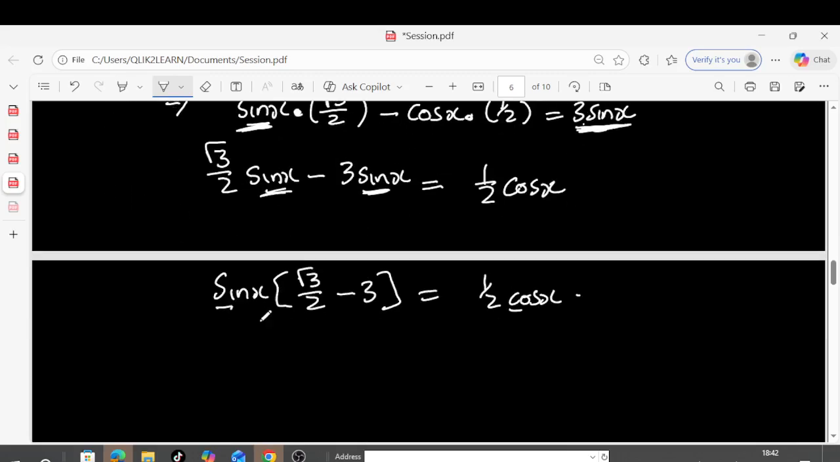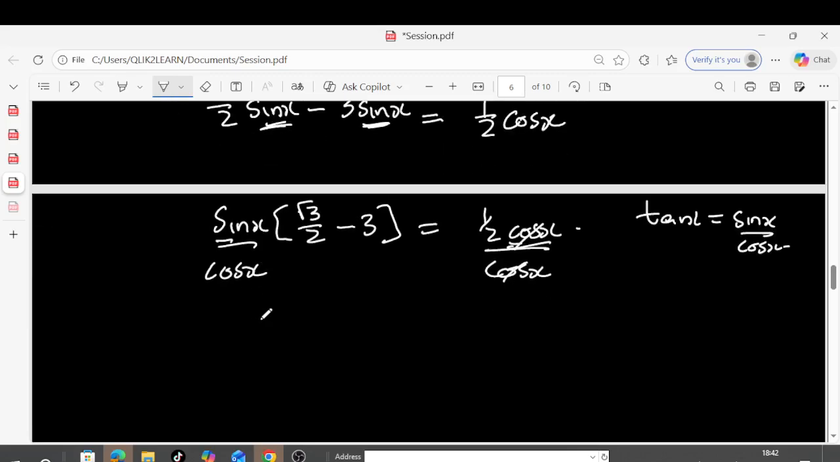So look at this. I need to get rid of this. I know that tan is equal to sine over cos. I know that tan is equal to the sine x over the cos x. So I can divide both sides by that cos x, and then I can divide this by the cos x. So these two cancel. What do we have? We have the tan x multiplied by the root 3 over 2 minus 3, which is equal to half. This is equal to 1 over 2.